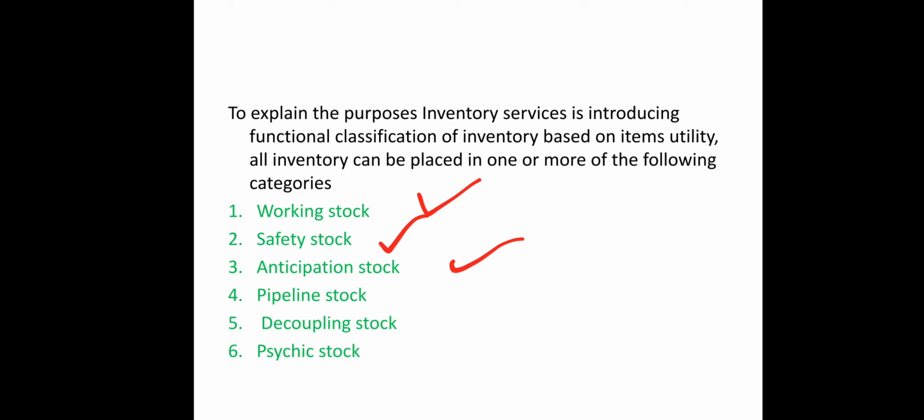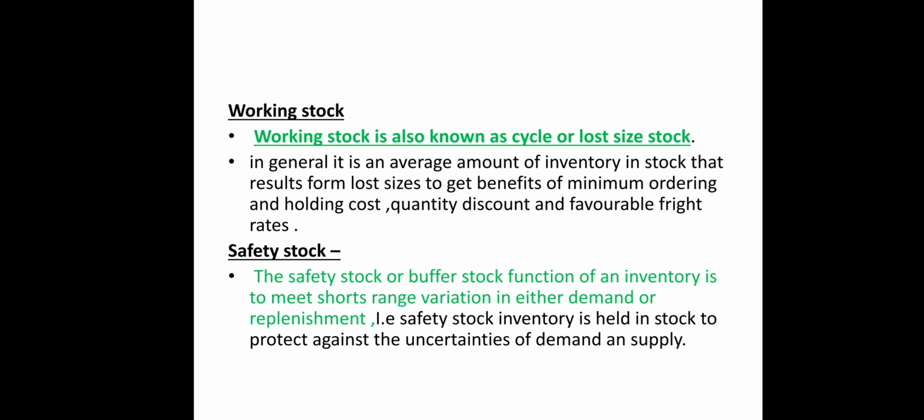Working stock means what? In process. Safety stock means what? Raw material. Anticipation stock means stock held according to future demand. Pipeline stock means the stock which is in process. Decoupling stock means stock which is supportive in nature, and psychic stock means it is held on speculation or to avoid a breakdown. So this was all about the types of inventory.